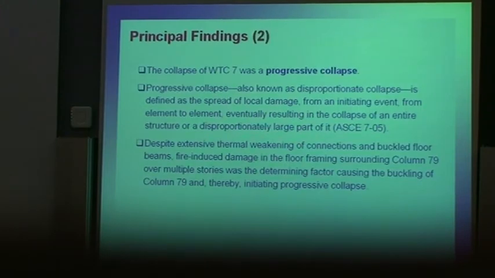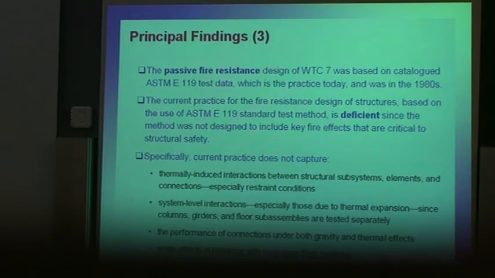The collapse was considered a fire-induced progressive collapse. For those of you who know what progressive collapse is, and if you do not know, this is a spread of local damage from an initiating event from element to element until the structure collapses. And that's what happened: column 79 buckled due to the thermal or fire effects, and that resulted in the demise of the whole building, or the collapse of the entire structure.